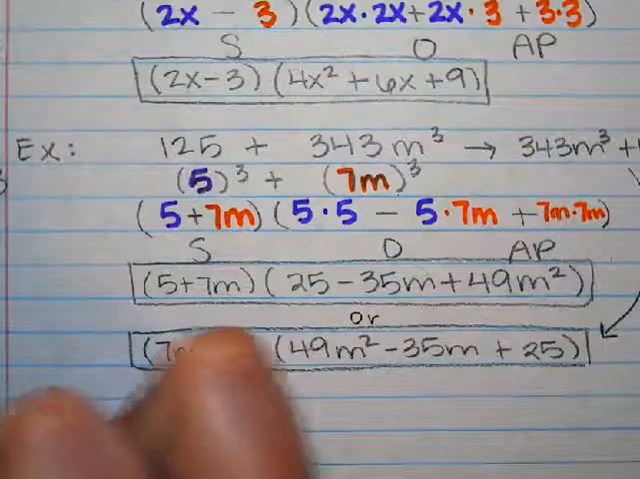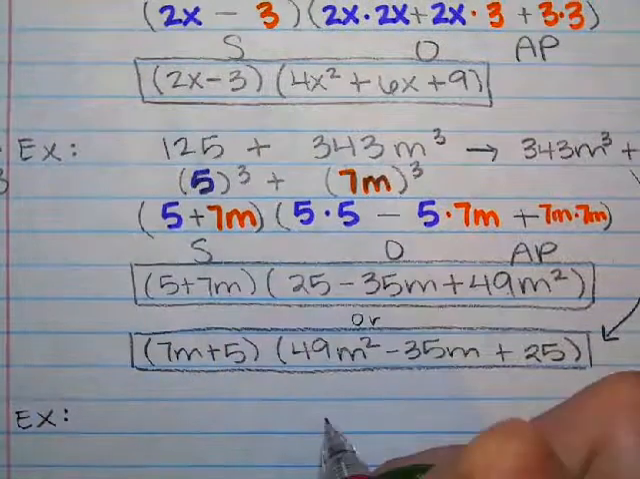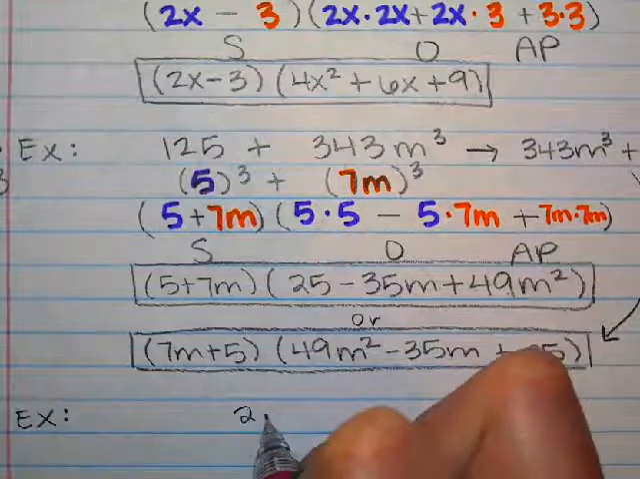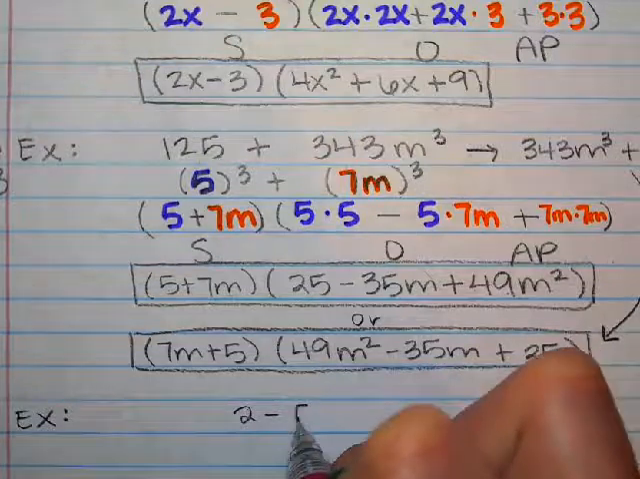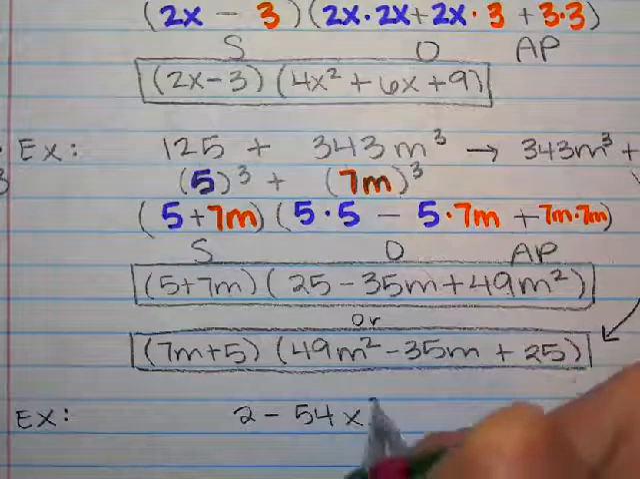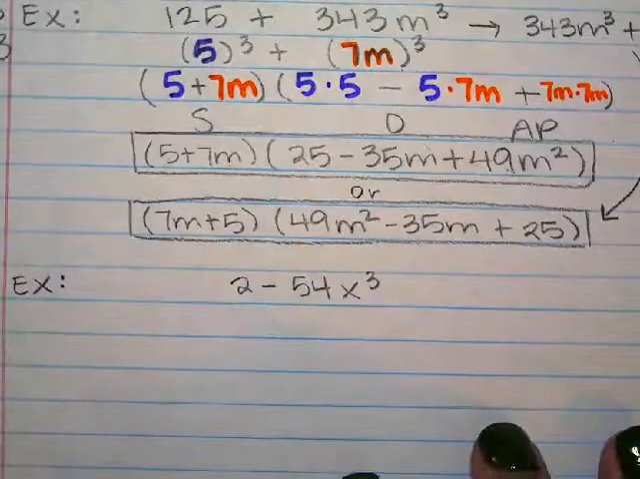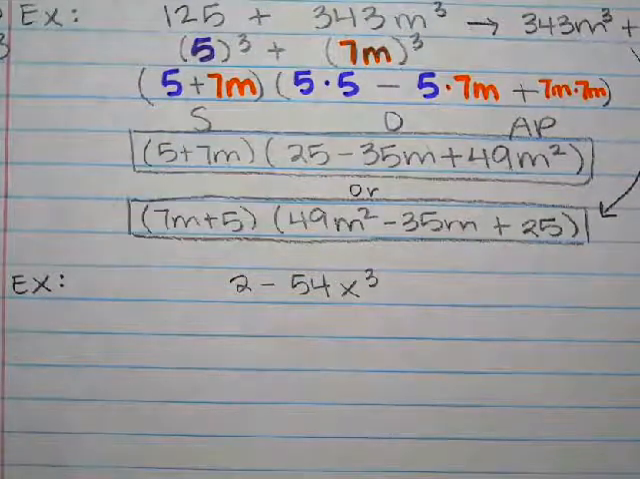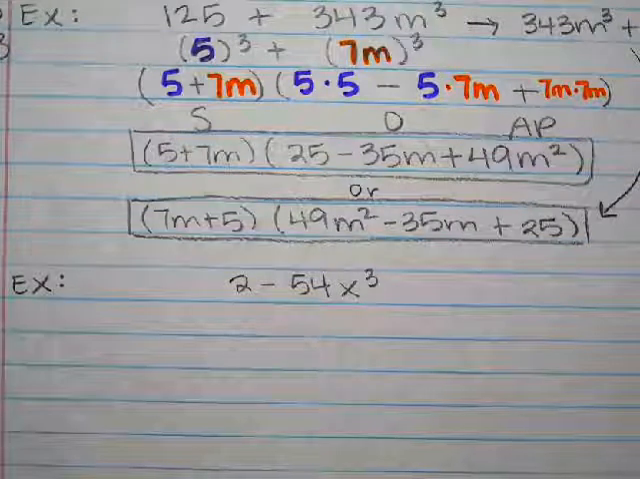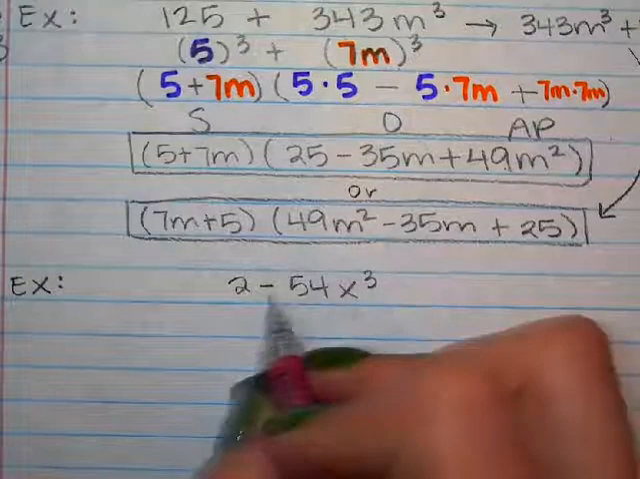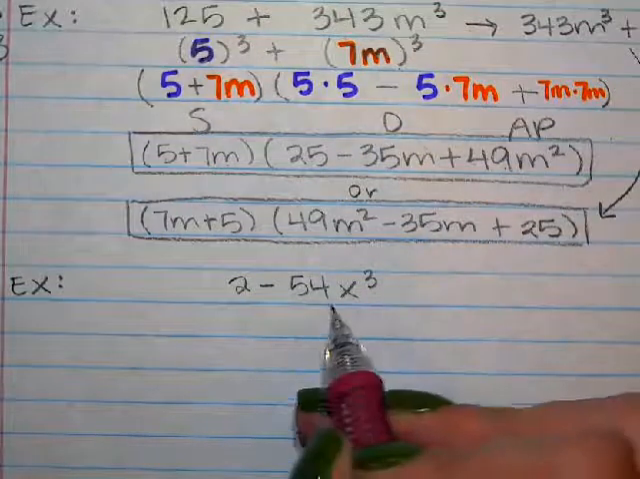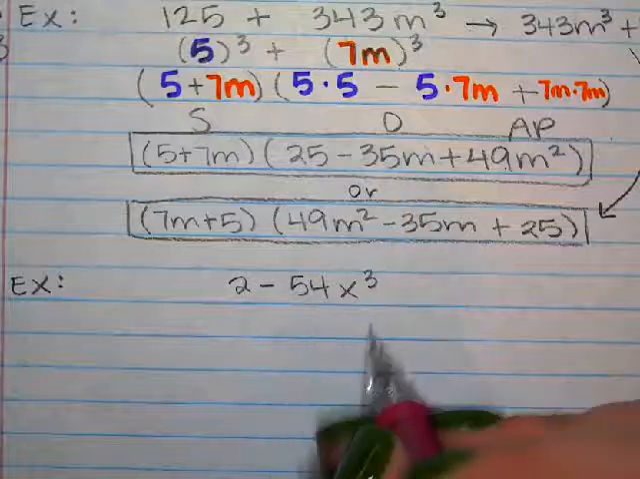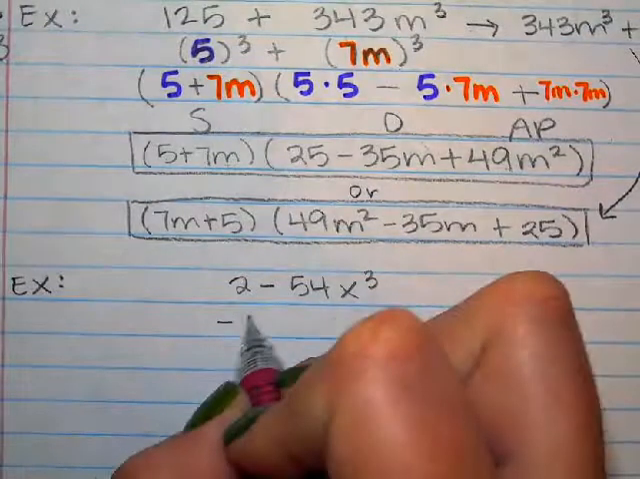So here we'll go ahead and do 2 minus 54x cubed. What I'm going to do with this one, again, it's in the wrong order. So with this one, we're going to go ahead and fix the order before we even get started. So I'm going to go ahead and rewrite these first. We take the sign that's with the term when we fix the order. So I'm going to write negative 54x to the third plus 2.